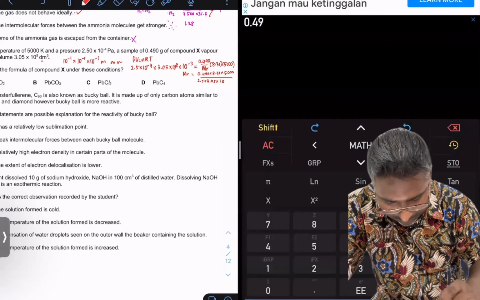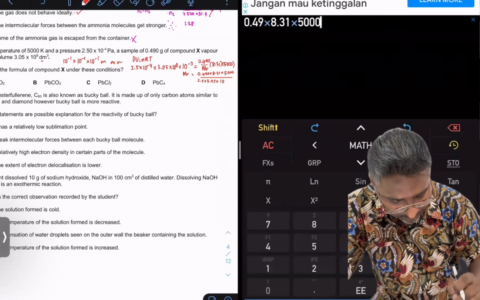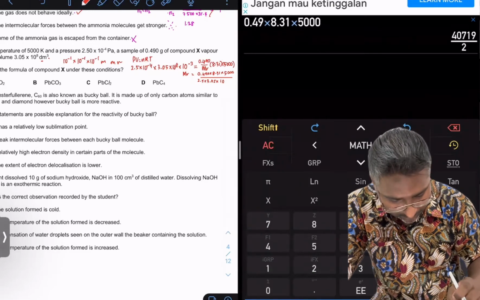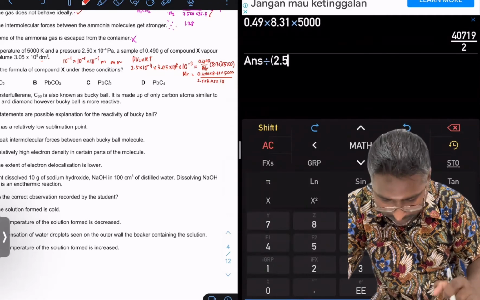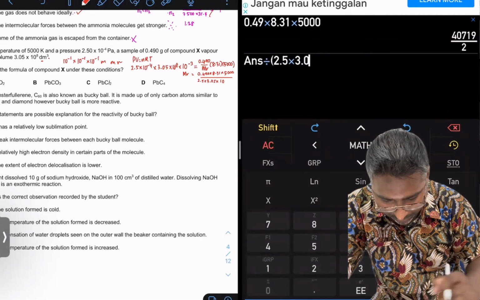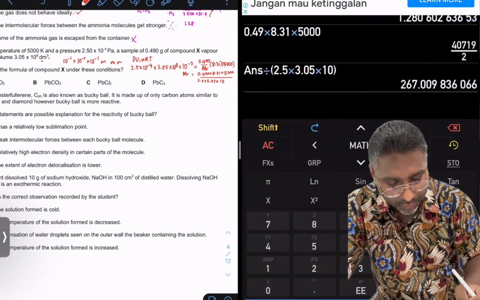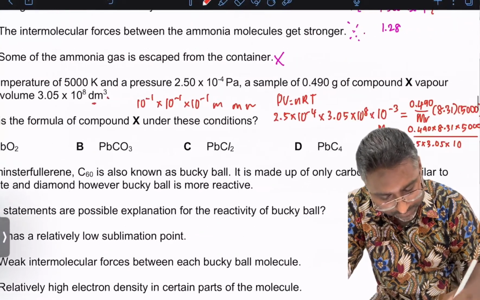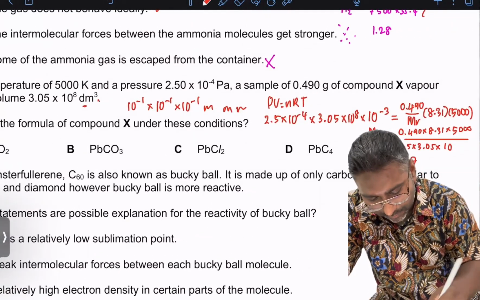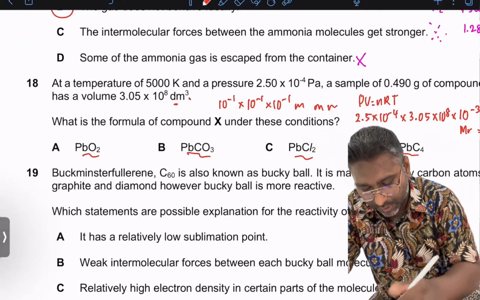0.49 times 8.31 times 5,000, and then divide by 2.5 times 3.05 times 10, close the bracket. 267, yeah. So the Mr is 267. So I need to calculate which one will give me 267, yeah. Okay, so you need to calculate, okay, 267.